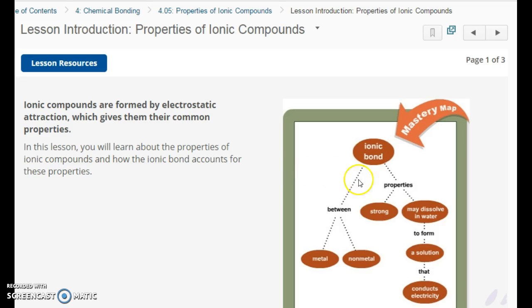In this lesson, you will learn about the properties of ionic compounds and how the ionic bond accounts for these properties. So, an ionic bond is between a metal and a nonmetal. Anytime we talk about ionic compounds, what compound should be in your head? Table salt. And what is the chemical formula for table salt? NaCl. So you should always be thinking about NaCl, sodium chloride, table salt. So that's the bond between the sodium and the chlorine to make sodium chloride, table salt. That bond is very strong. That compound can dissolve in water to form a solution that conducts electricity.